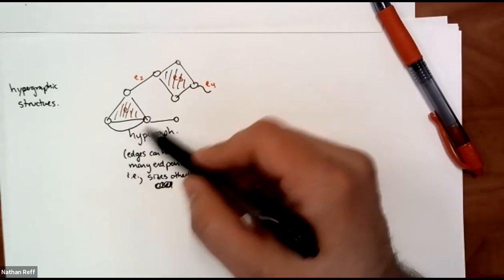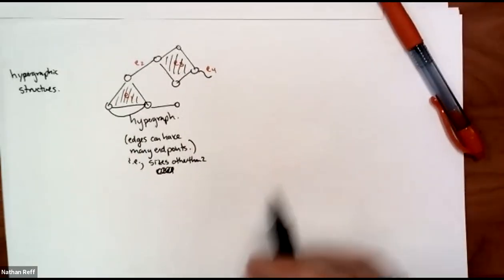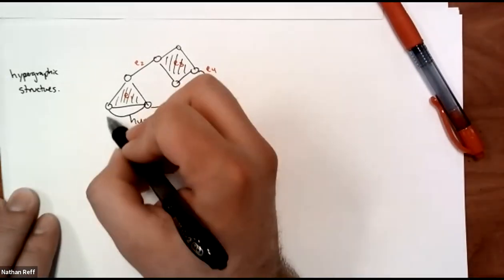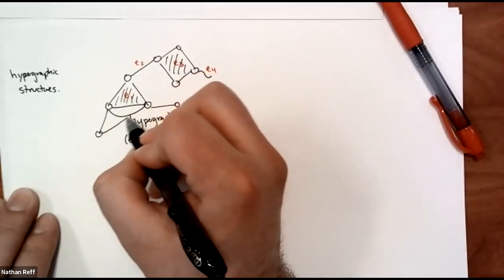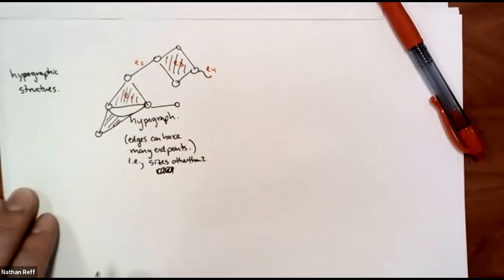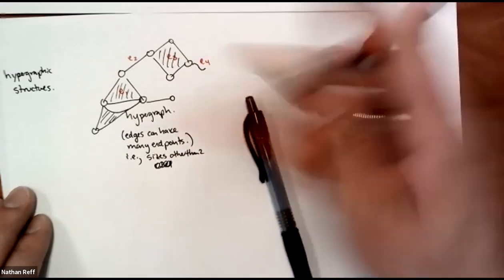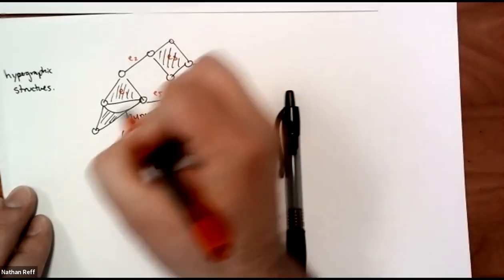You could even have it be other than size 2. You could have another triangle here. You see, so it's much more general. So this would be like E5, E6.